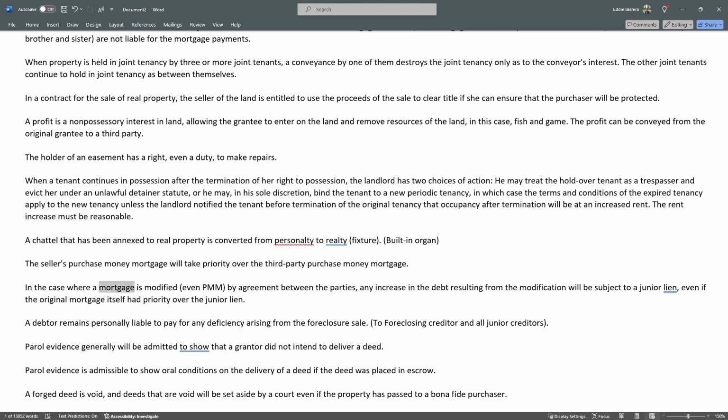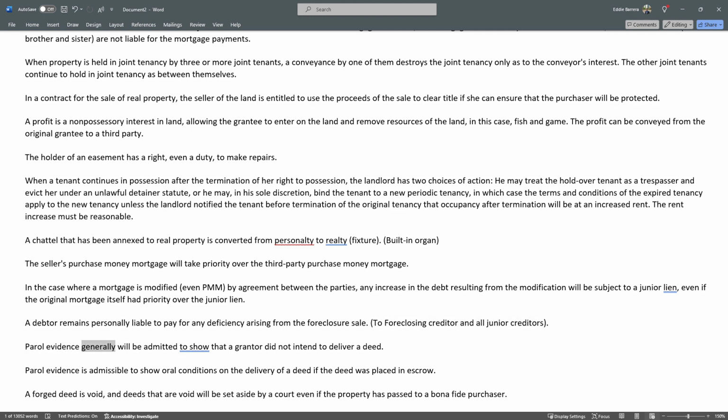In the case where a mortgage is modified, even PMSI, by agreement between the parties, any increase in the debt resulting from the modification will be subject to a junior lien, even if the original mortgage itself had priority over the junior lien. A debtor remains personally liable to pay for any deficiency arising from the foreclosure sale to the foreclosing creditor and all junior creditors.